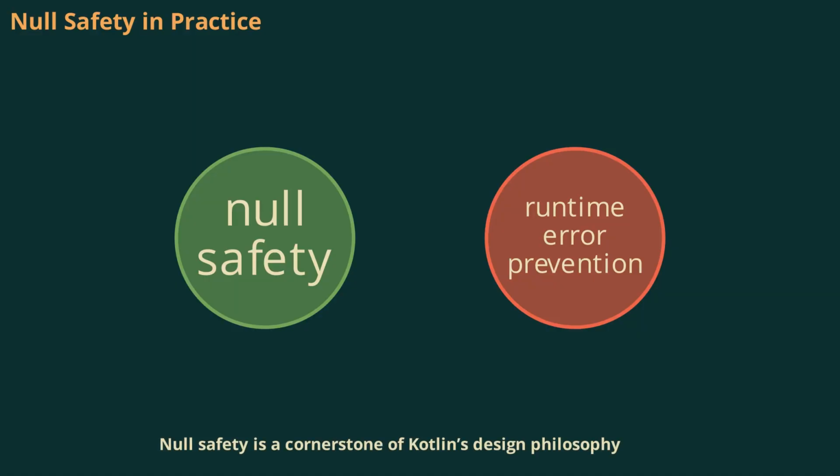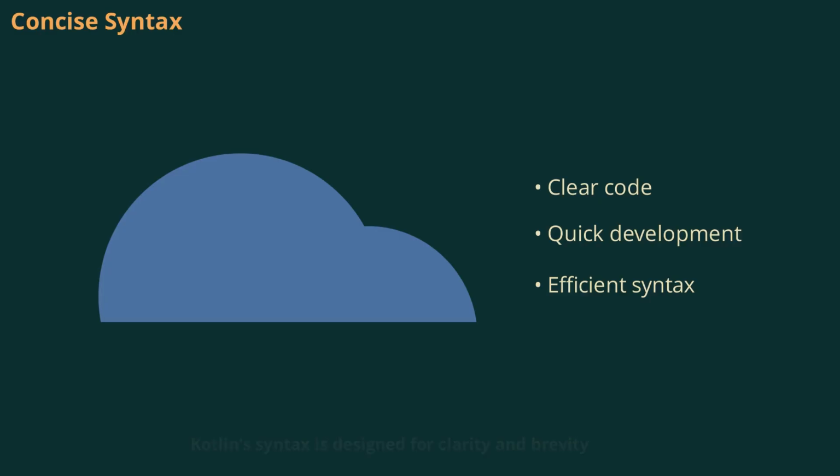Kotlin's design philosophy. Kotlin's syntax is designed for clarity and brevity. Features like type inference, smart casts, and string interpolation make your code easier to read and write. By eliminating unnecessary complexity, Kotlin helps you build applications quickly and efficiently. Concise syntax is one of the reasons developers love Kotlin.